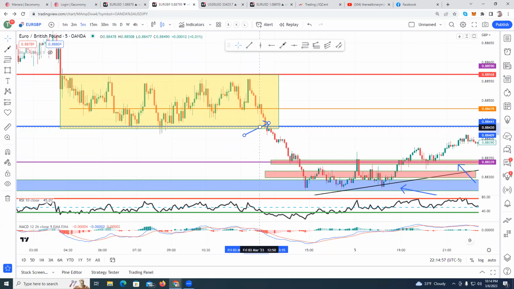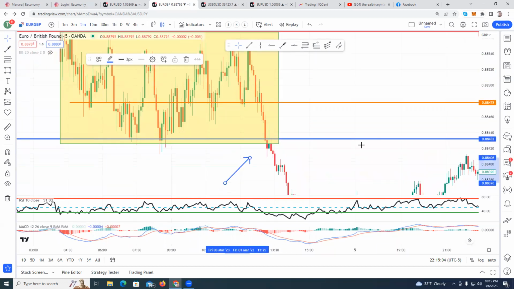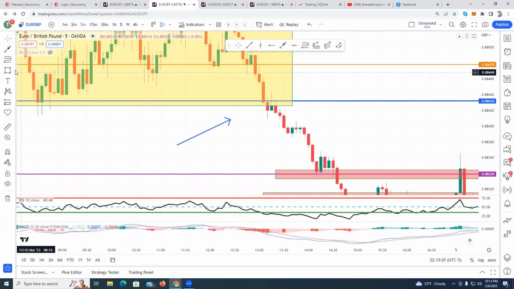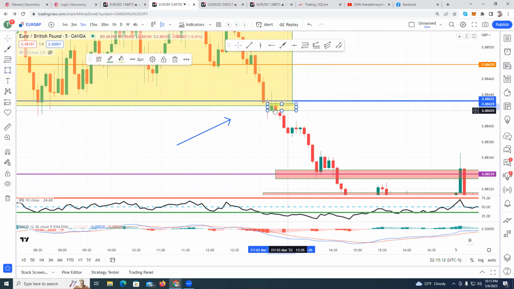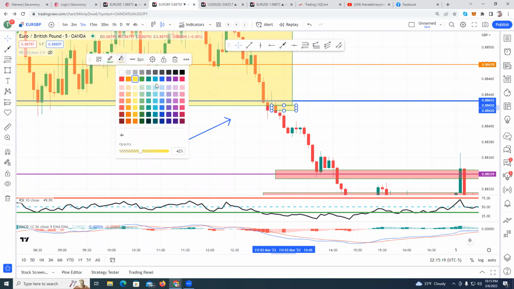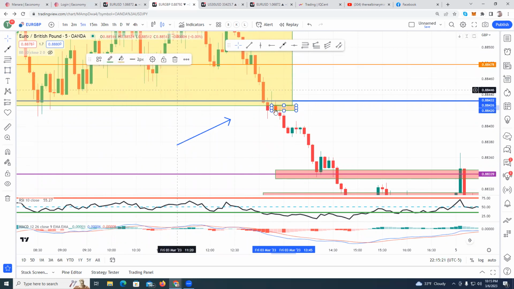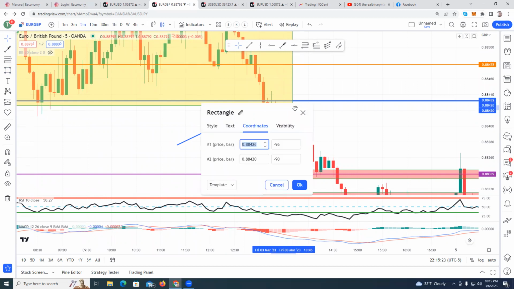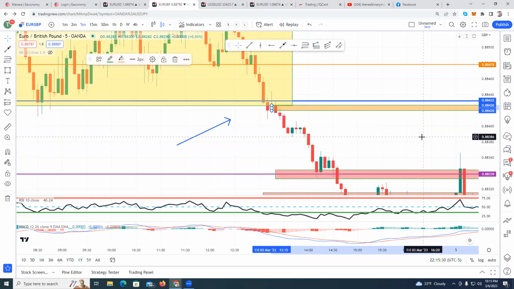Immediately after that, the green candle is followed up with a wick rejection followed by a bearish order block on the 5-minute time frame. So I'm just going to mark this up here. Do orange. Okay, extend it out real quick for us.